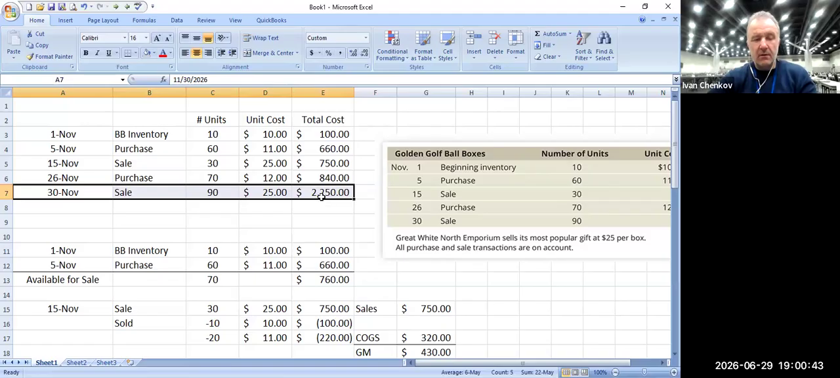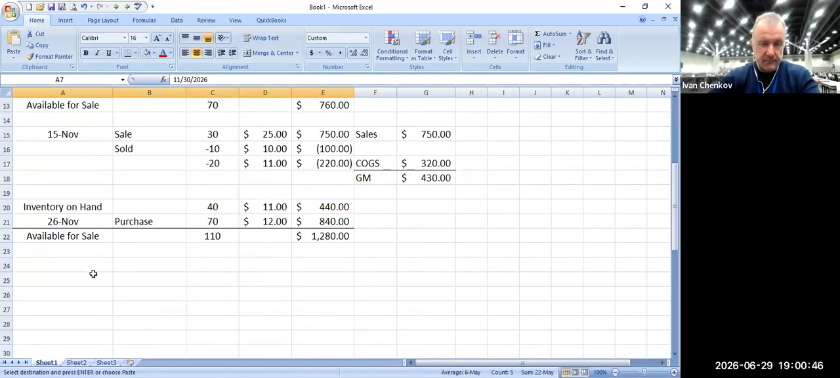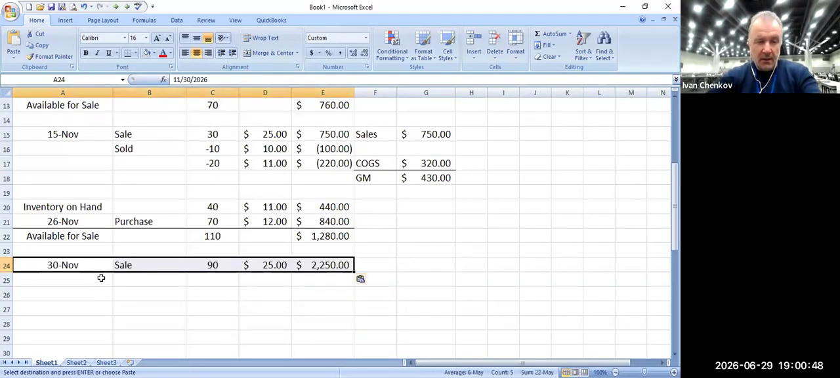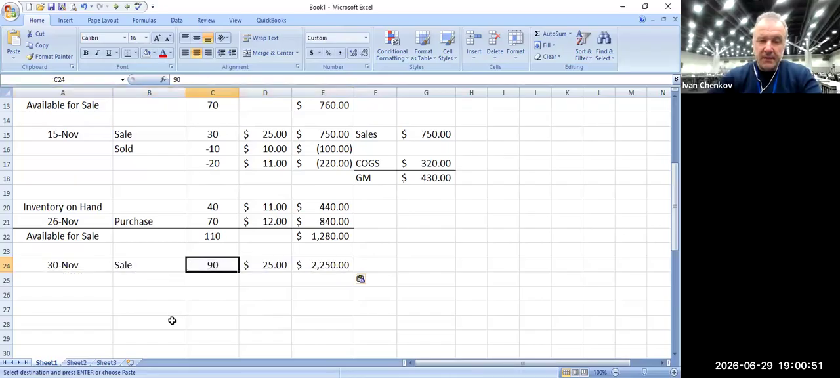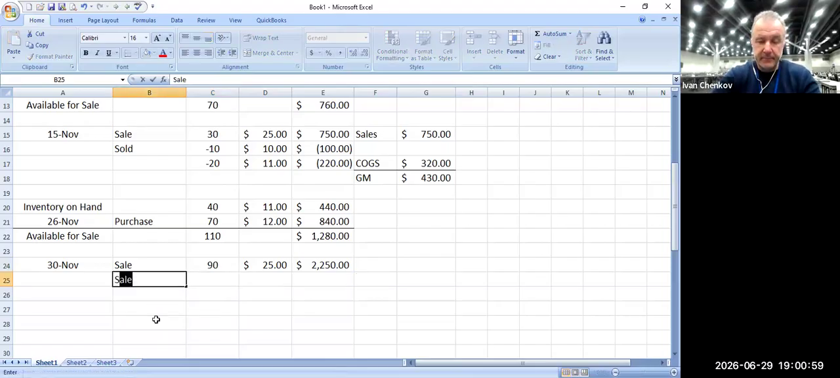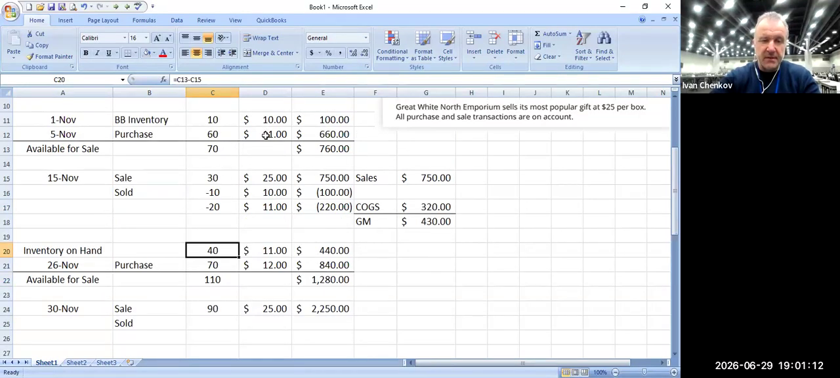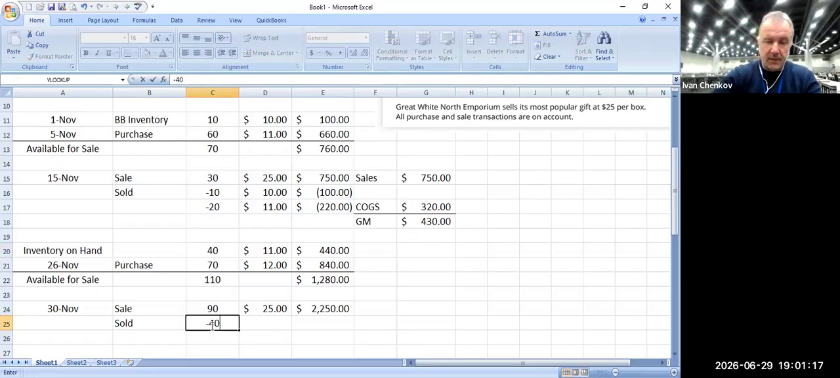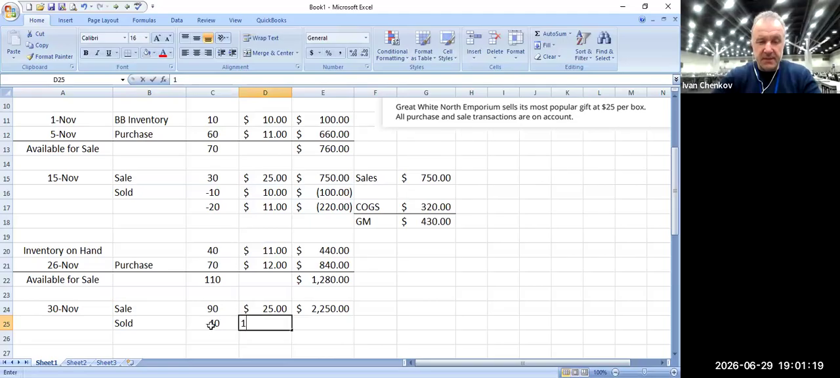After this, we're selling. We sell on November 30th. And we sell 90 units. Now the question is, after we sell those 90 units, from where are we getting them? First, we're going to take the ones that we have at the very beginning after the first sale, or the 40 units of our purchase from November 5th. That will be the first 40, which we already know come with the cost of $11.